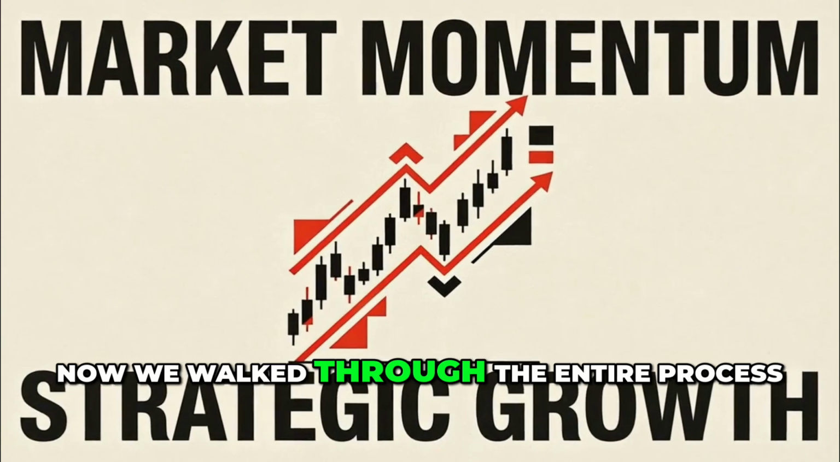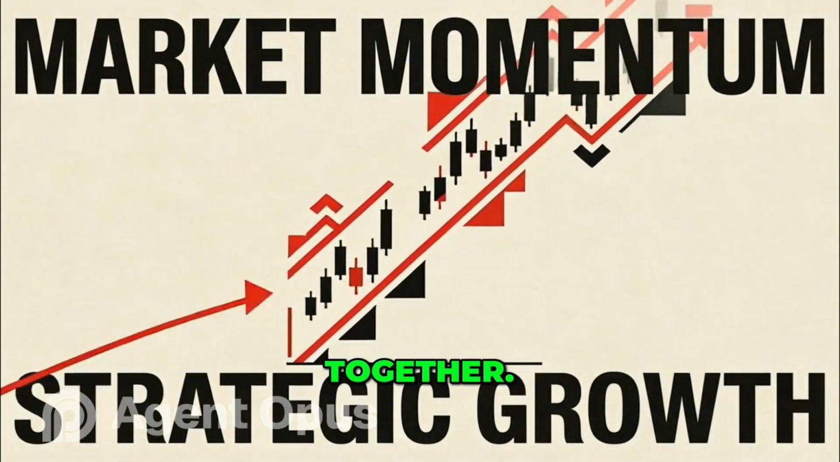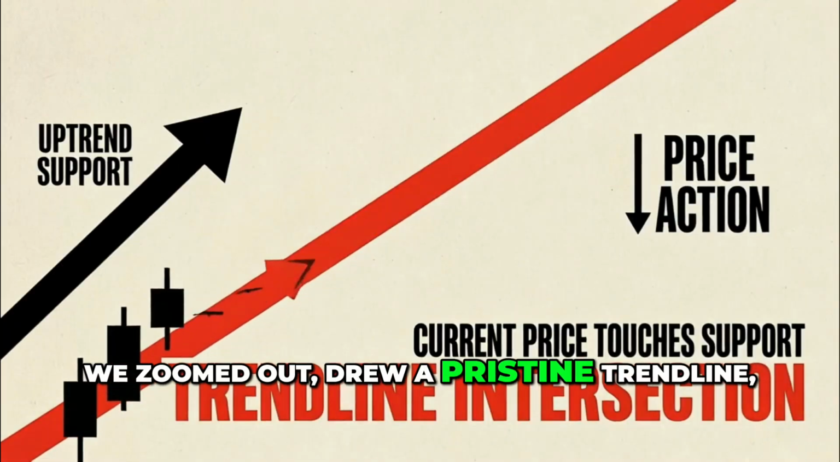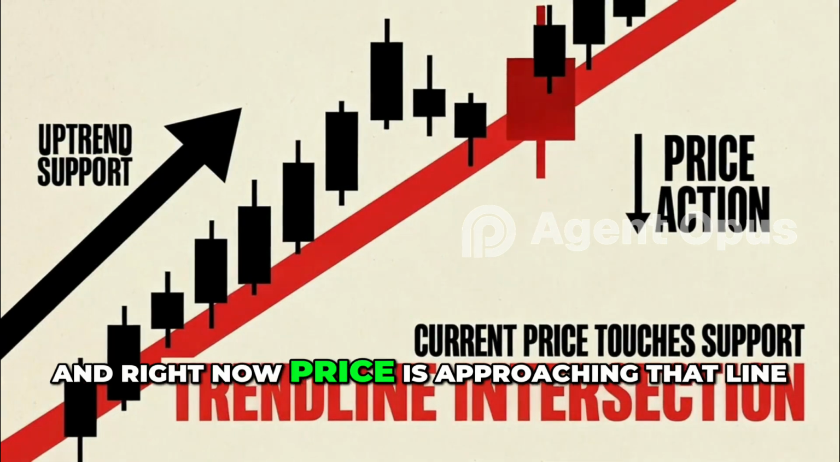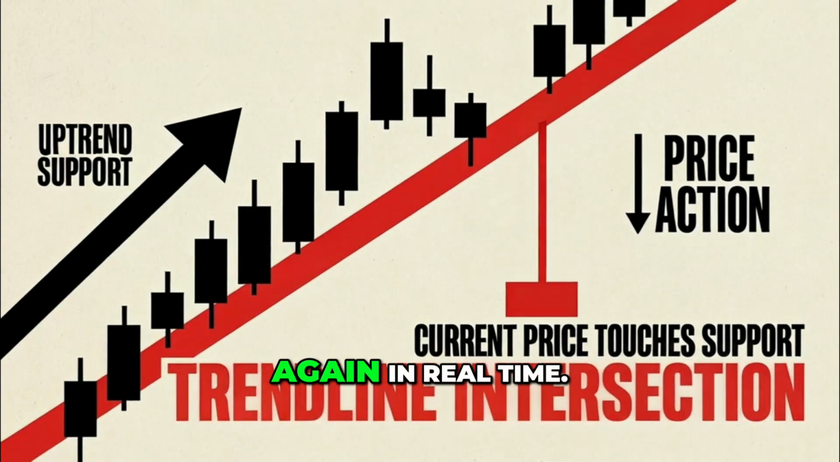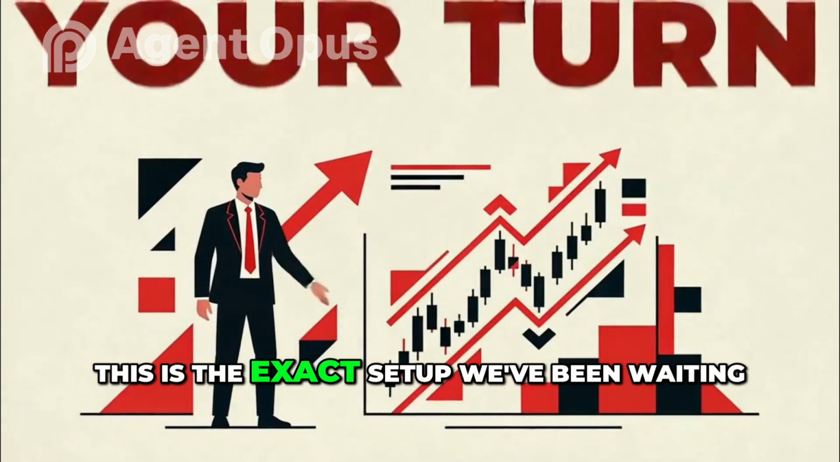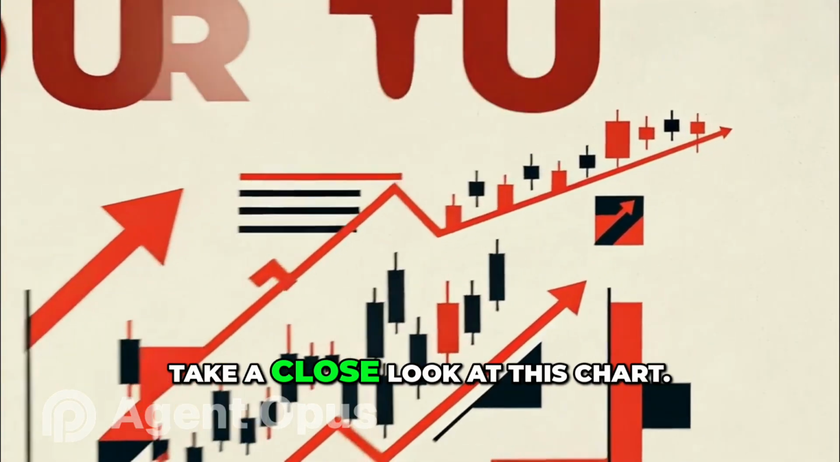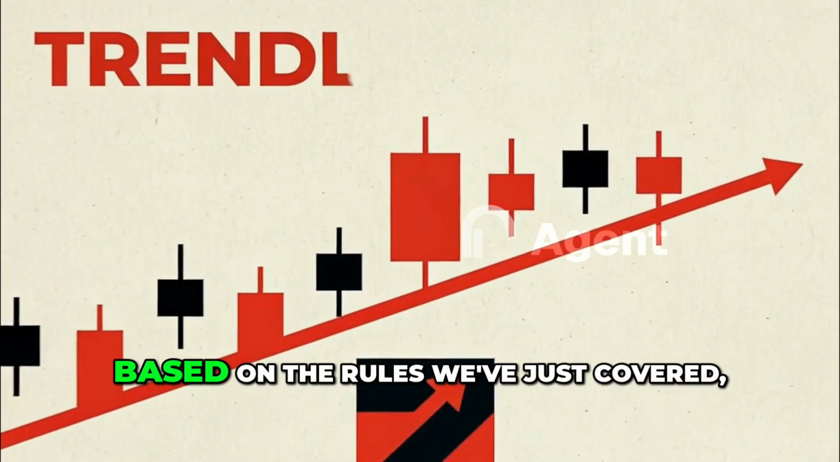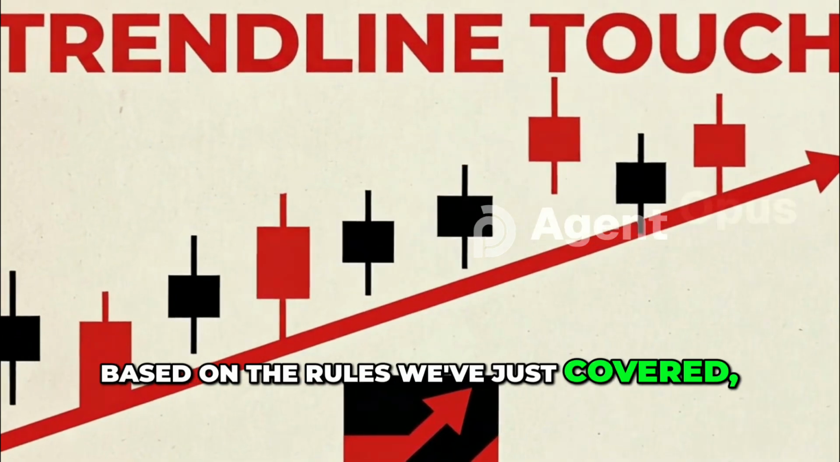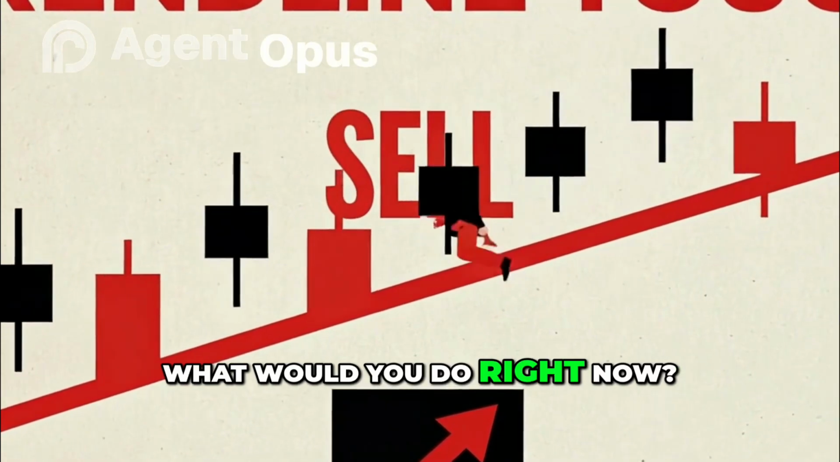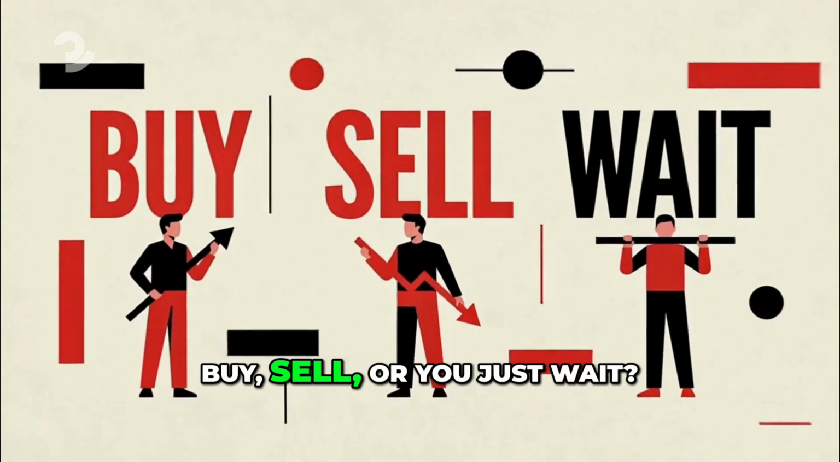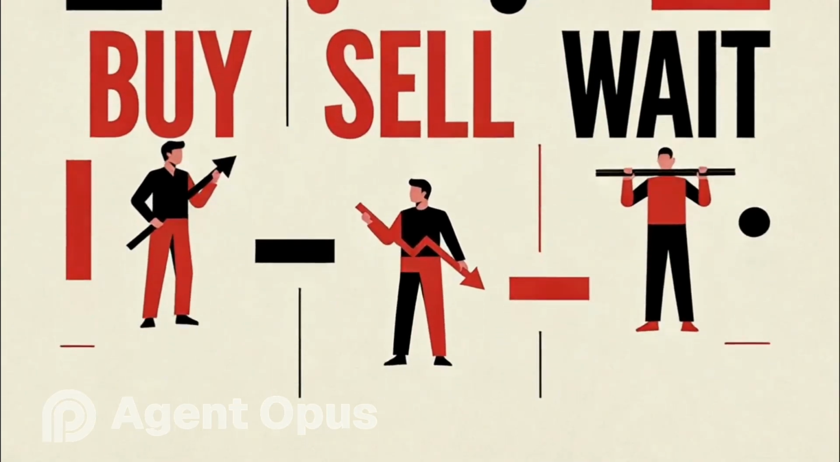Now we walked through the entire process together. We zoomed out, drew a pristine trend line, and right now price is approaching that line again in real time. This is the exact setup we've been waiting for. Now it's your turn. Take a close look at this chart based on the rules we've just covered. What would you do right now? Buy, sell, or you just wait?